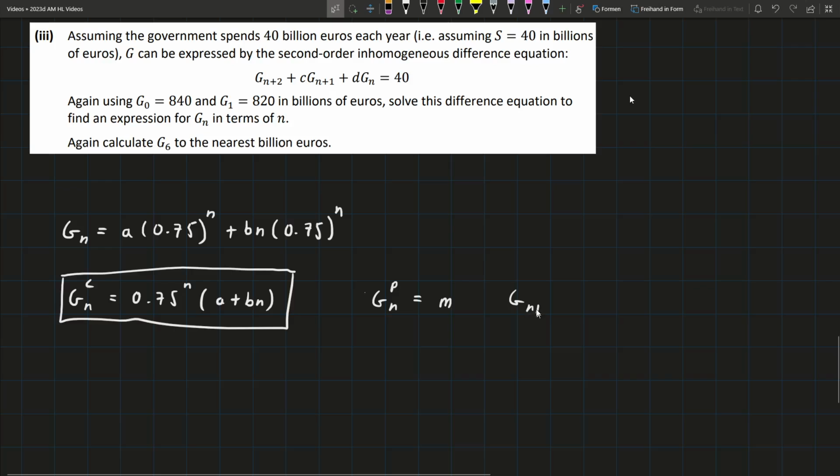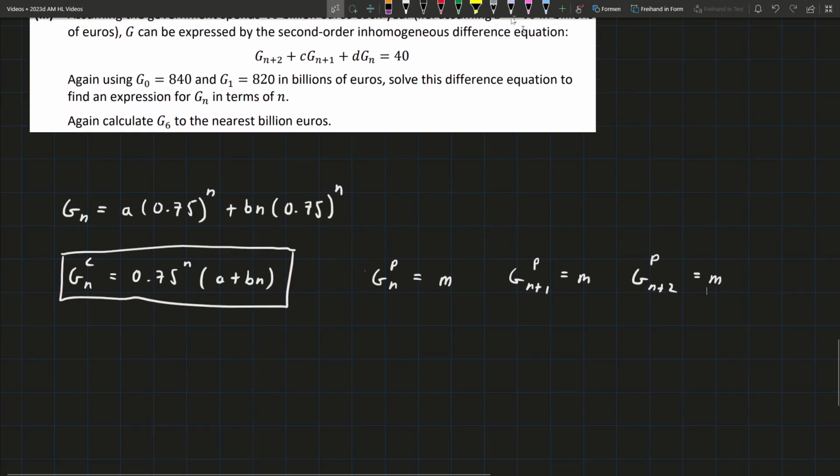Now, since it's a constant, it actually doesn't matter. It's always just going to be that constant. So g(n+1) and g(n+2) are both just going to be m. We just sub them back into this equation. And what we'll get, we know what c and d are, is m, replacing this g(n+2) with m, because that's our particular solution for it, plus c.